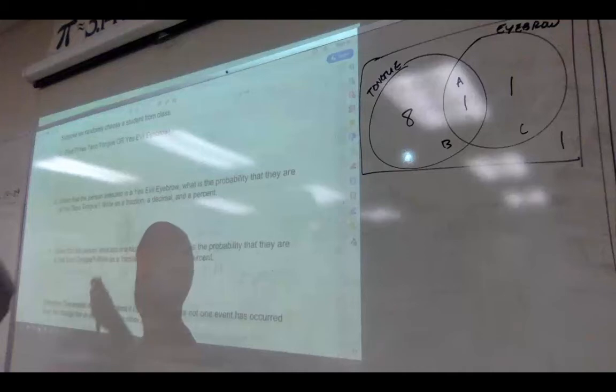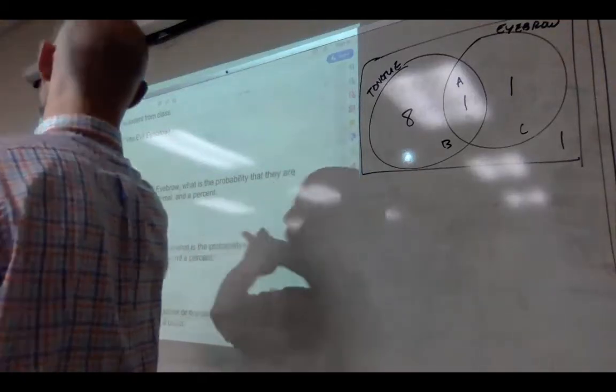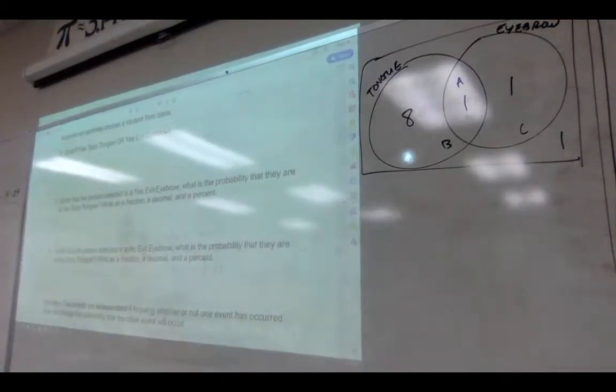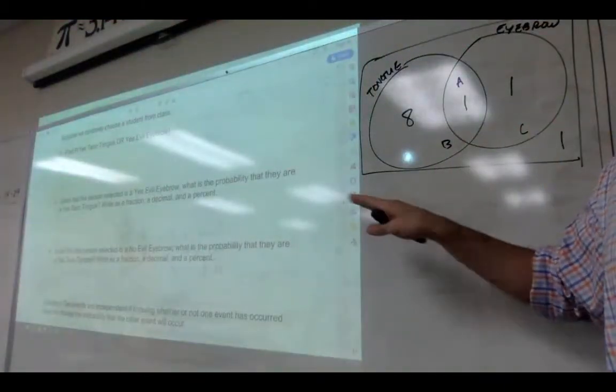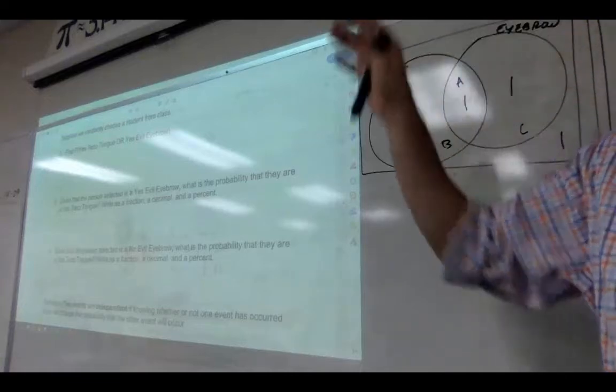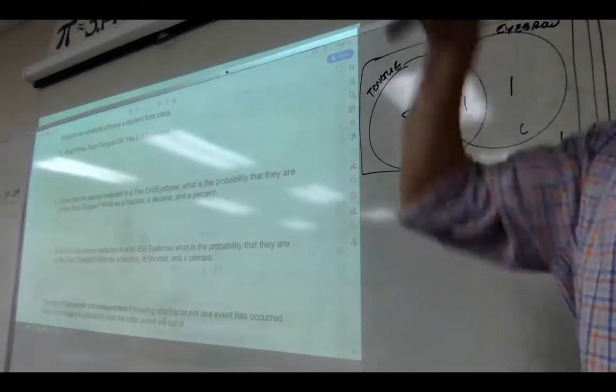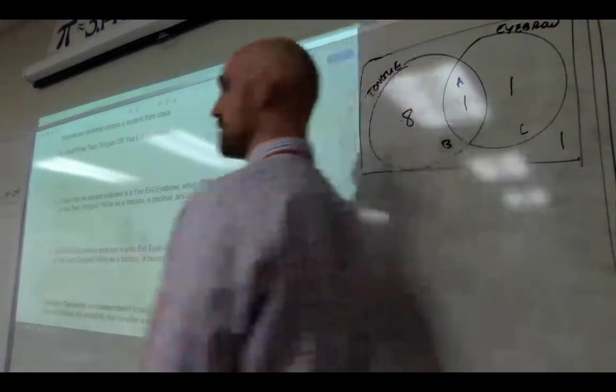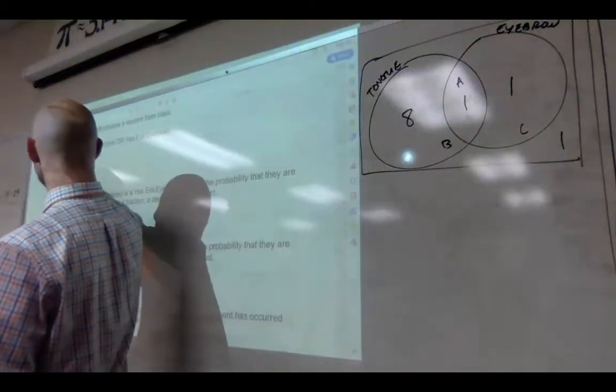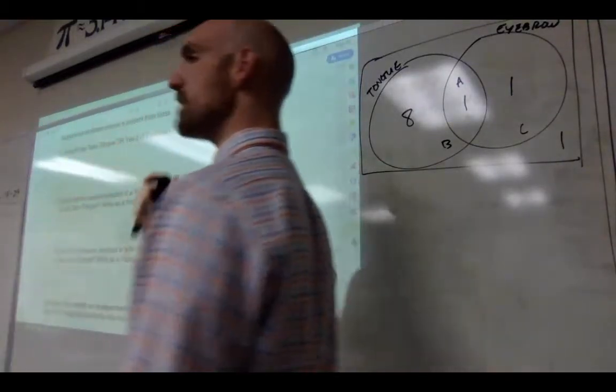Let's talk about this. Suppose we randomly chose a student from class. This is an important piece of the puzzle. The data that we're operating from is just the data from the chart. Just the data from this Venn diagram, okay? It's just from this class. So the only people that can possibly be picked are from this class. So knowing that, what this means is find the probability of yes to taco tongue or yes to evil eyebrow.